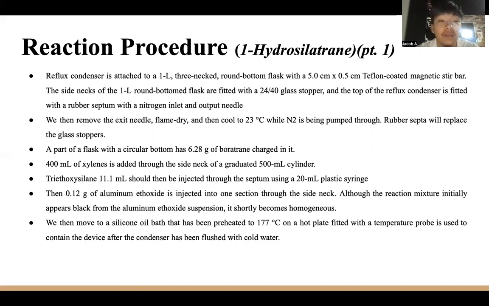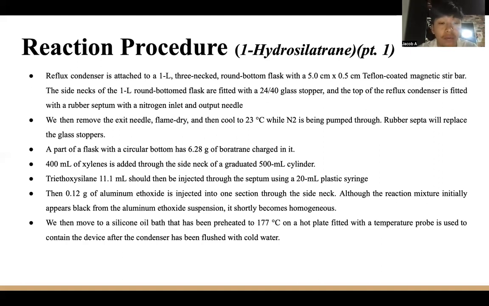The round bottom flask is charged with 6.28 grams of borotrain. 400 milliliters of xylenes is added through the side neck using a graduated 500 milliliter cylinder. Triethoxysilane, 11.1 milliliters, should then be injected through the septum using a 20 milliliter plastic syringe. Then 0.12 grams of aluminum ethoxide is injected through the side neck. Although the reaction mixture initially appears black from the aluminum ethoxide suspension, it shortly becomes homogeneous.